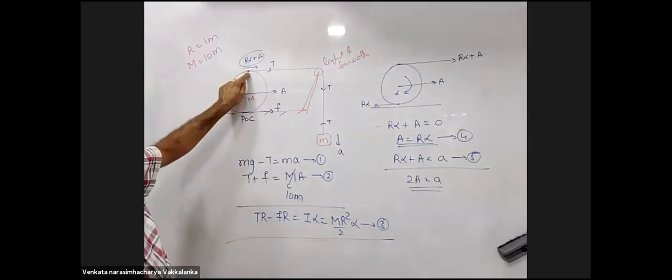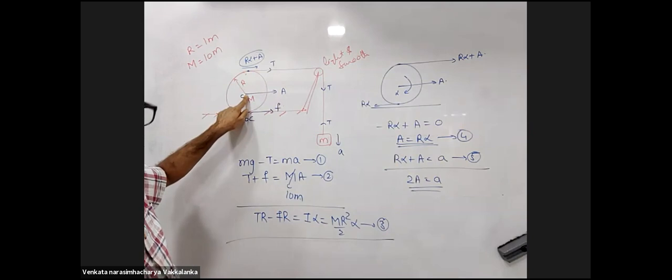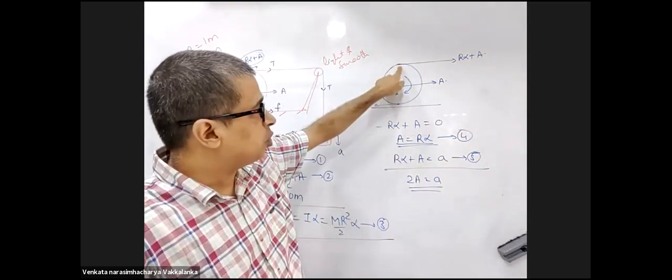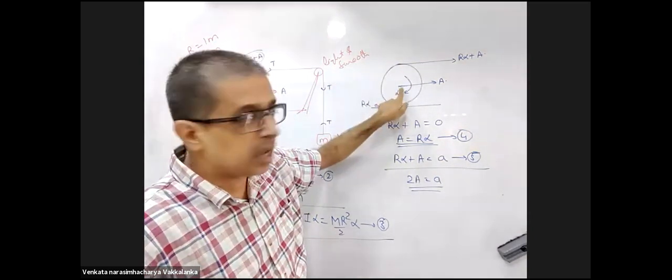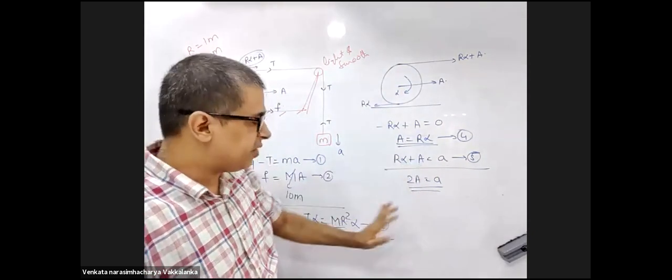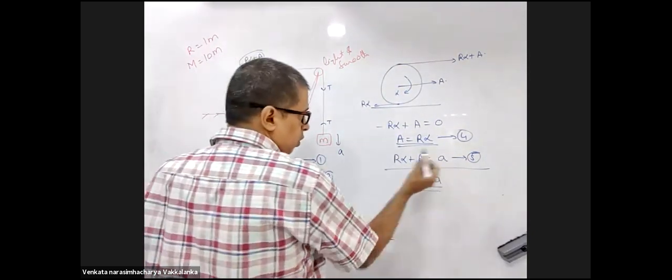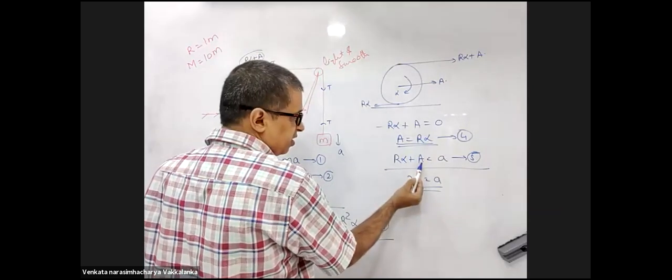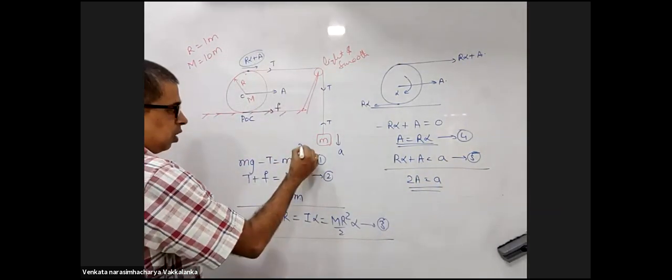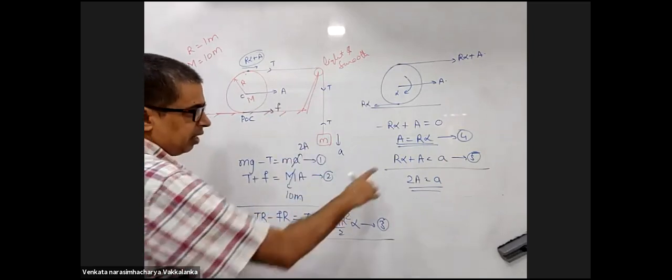When a body is rolling, the topmost point will have 2 times the acceleration of the center of mass, which I knew, but I officially showed it to you. So if I substitute here, small a is 2 times capital A.